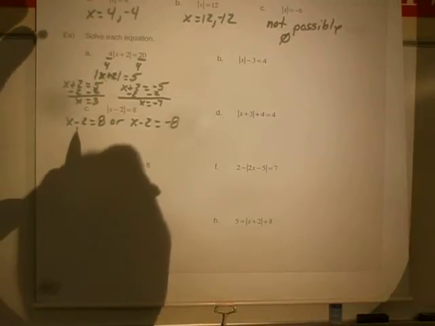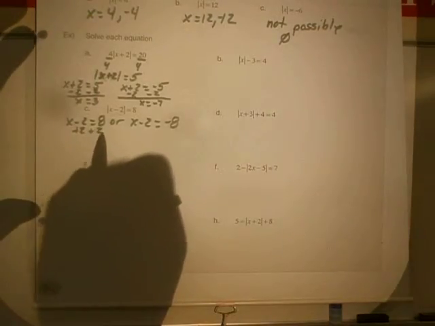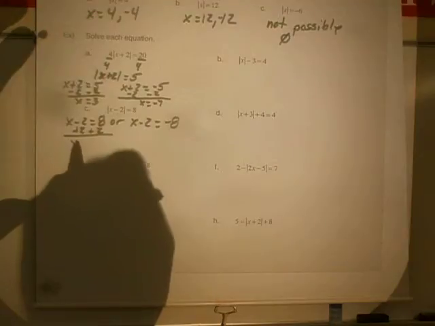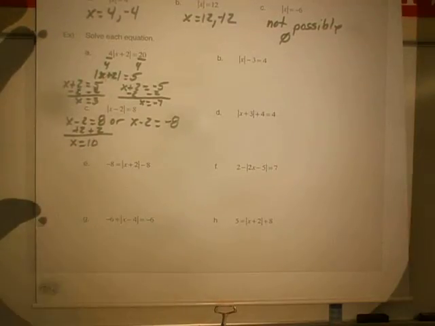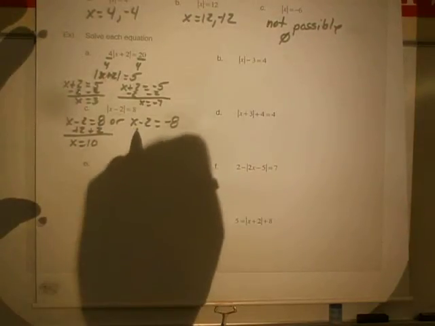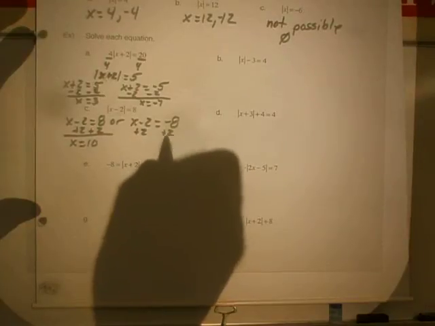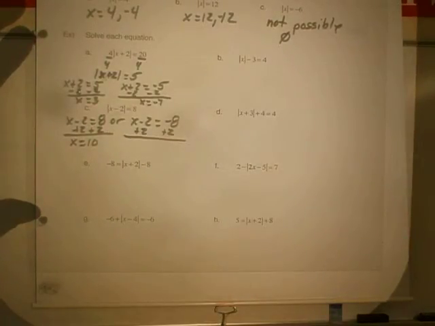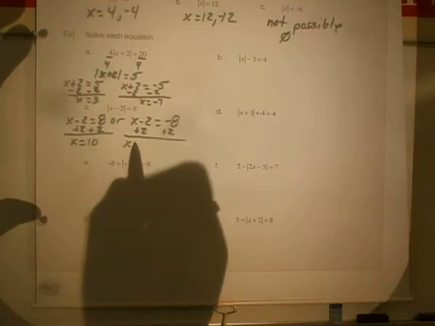And from here we add 2, and in that case x would equal 10. Or we add 2, that is not negative 10. Negative 8 plus 2, you're $8 in the hole. You pay off 2, you are at negative 6.